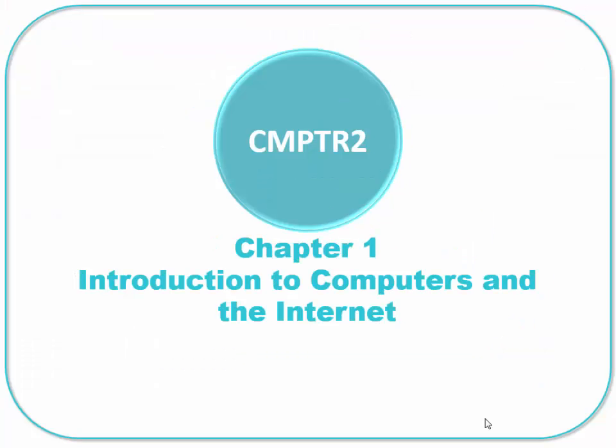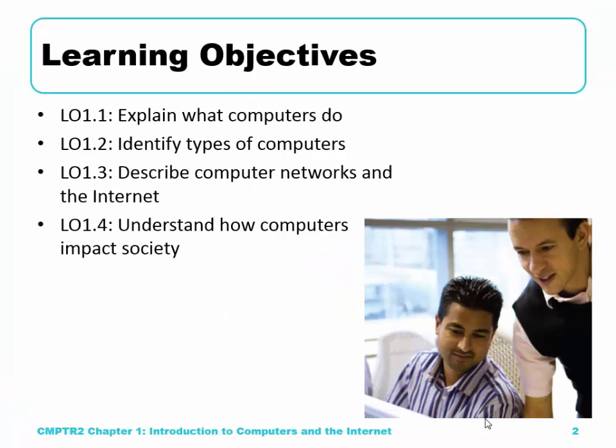Okay, we're going to start the class with an introduction to computers and the internet. It's chapter 1 in your textbook. The learning objectives in this chapter are to explain what computers do, identify types of computers, describe computer networks and the internet, and understand how computers impact society.